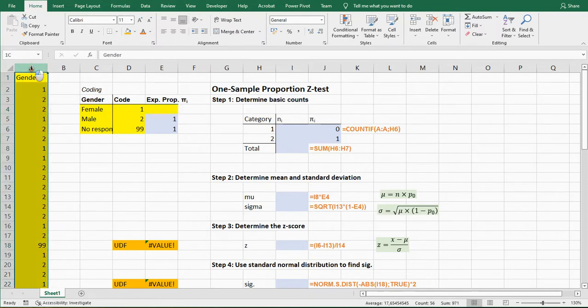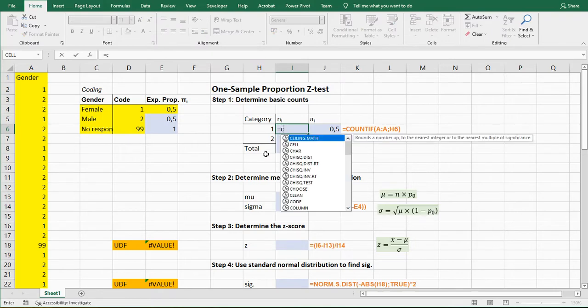My data is stored in column A. It's coded with a 1 and a 2, which represent female and male, and a 99 would represent no response. My expected proportion for the female category would be 0.5, 50-50. This is simply 1 minus the other one, and the total should therefore always sum up to 1. Now the first thing I actually need to do is get the counts.